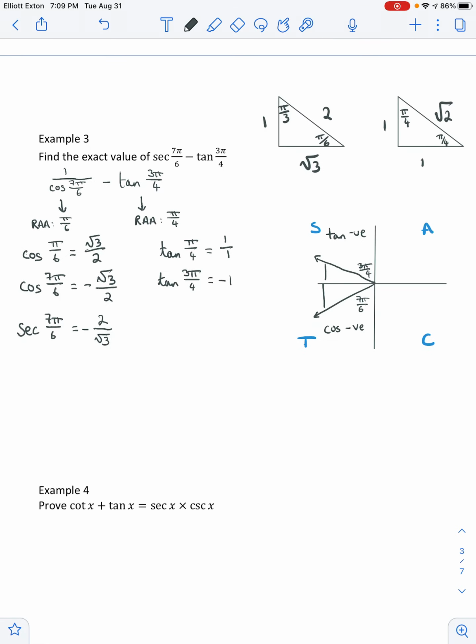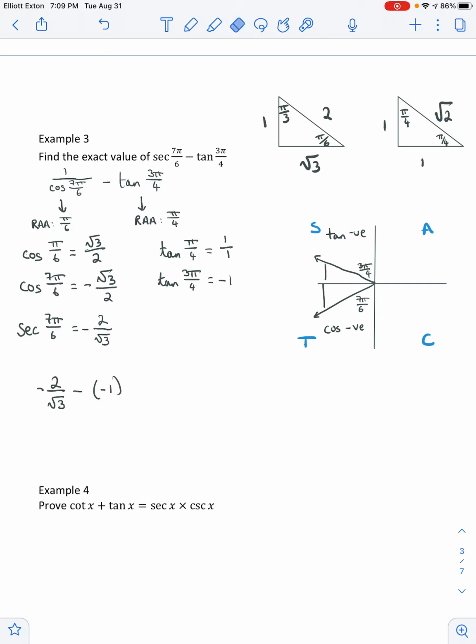Put it all together. We've got the secant of 7 pi over 6. Subtract. We need to do this last step at the end and subtract the tangent from the secant. So the secant was negative 2 over root 3. Subtracting negative 1.